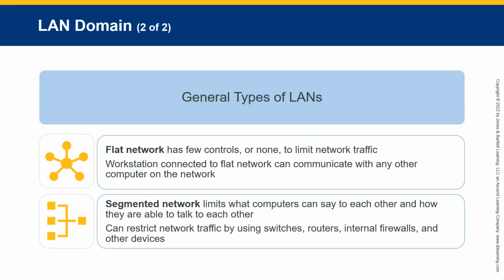Page 2 of LAN domain. General types of LANs. Flat network has few controls or none to limit network traffic. A workstation connected to a flat network can communicate with any other computer on the network. Segmented network limits what computers can say to each other and how they are able to talk to each other. They can restrict network traffic by using switches, routers, internal firewalls, and other devices.